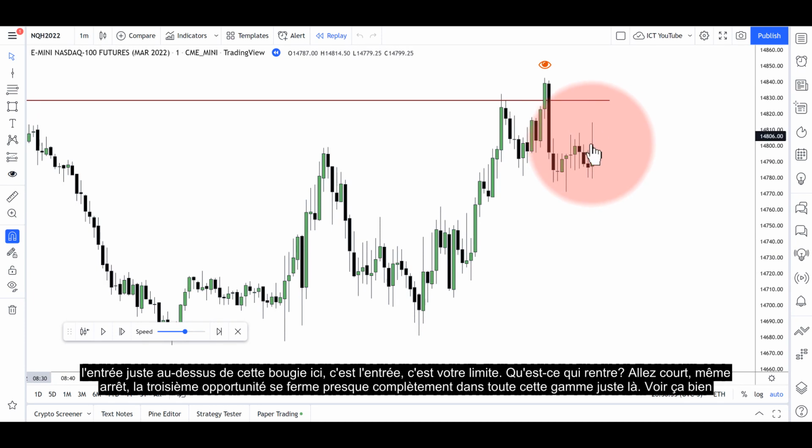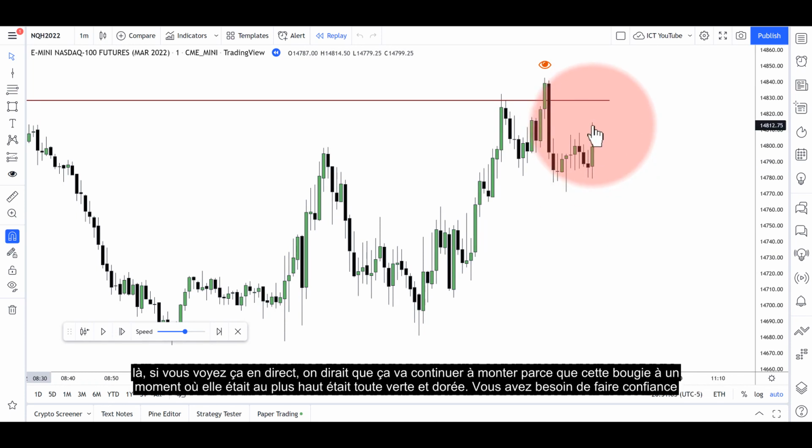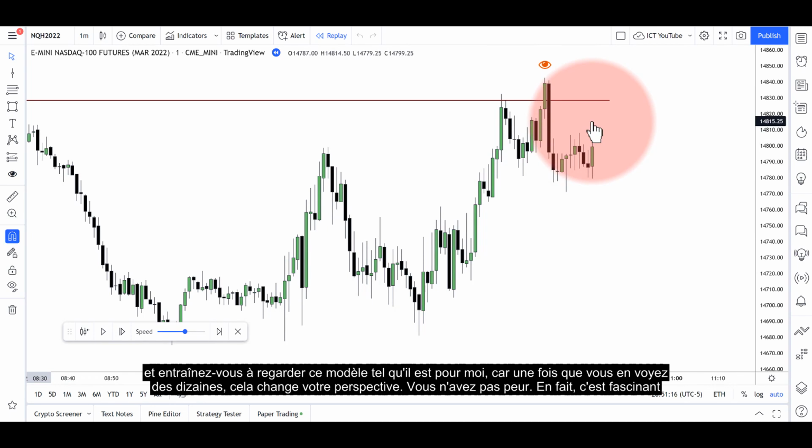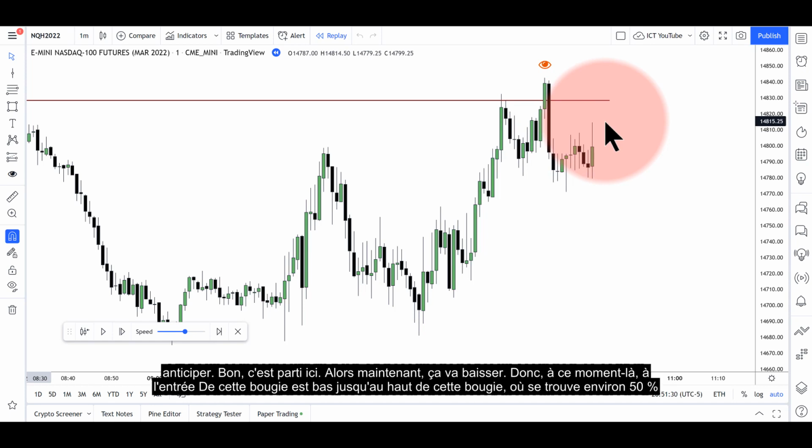Third opportunity. Almost completely closes in all that range right there. See that? Right there, if you see that live, it feels like it's going to keep going higher because this candle at one time, when it was at the high, was all green and bold. You need to trust and train yourself to look at this pattern as it's forming, because once you see dozens of it occurring, it changes your perspective. You don't get scared. In fact, it's fascinating to anticipate, okay, it went here, so now it's going to go lower.